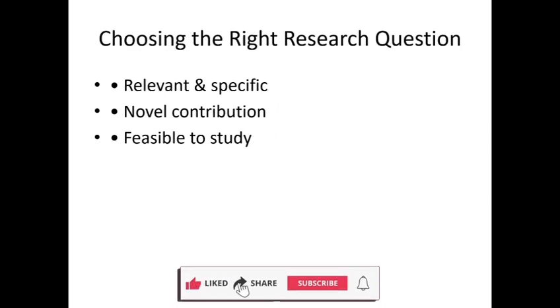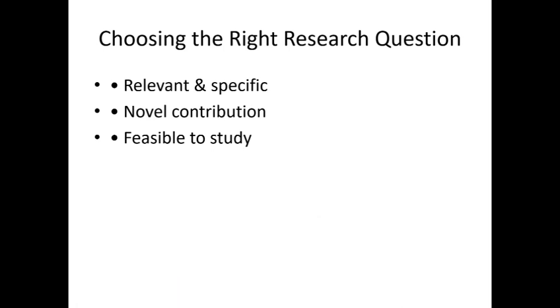Then the very important part of writing a research article is that you always have to choose the right research question. The research question that we choose should be relevant as well as specific, it should give a novel contribution to society, and since it is research, it should also be feasible to study.